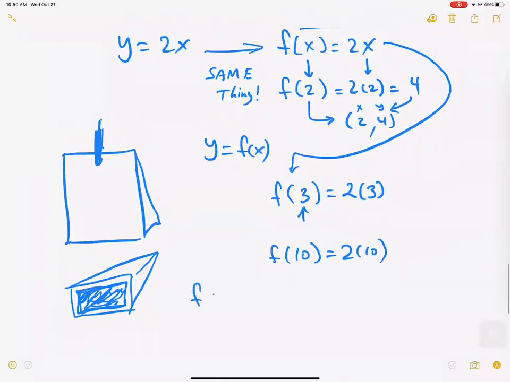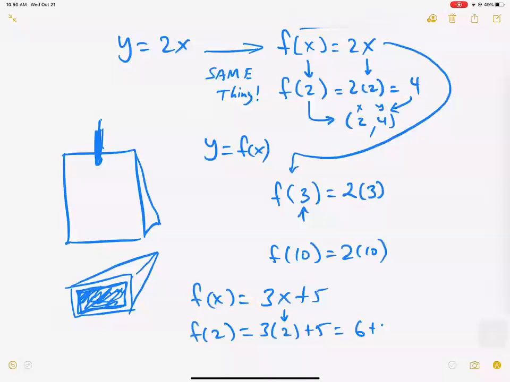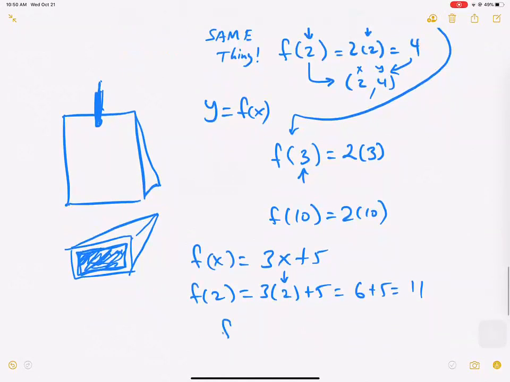What if the function was bigger? f of x is equal to 3x plus 5. What is f at 2? So we just write 3, x becomes now 2, plus 5. So all we're doing is plugging it in and now solving it. So f of 2 is the answer 11.